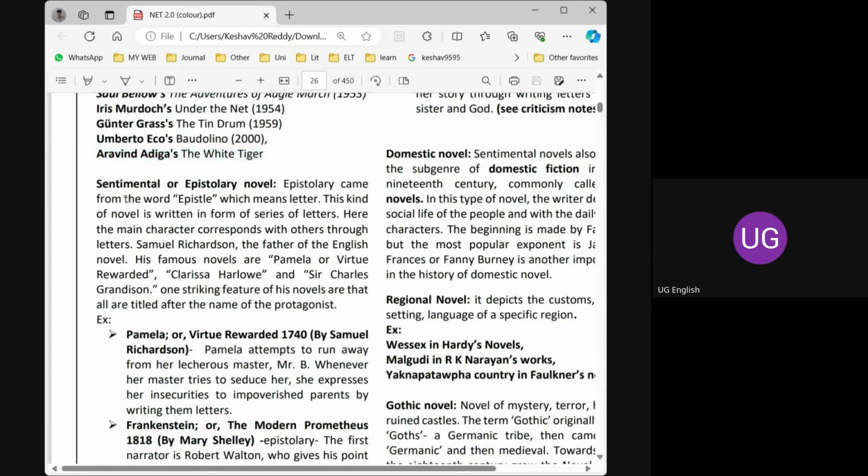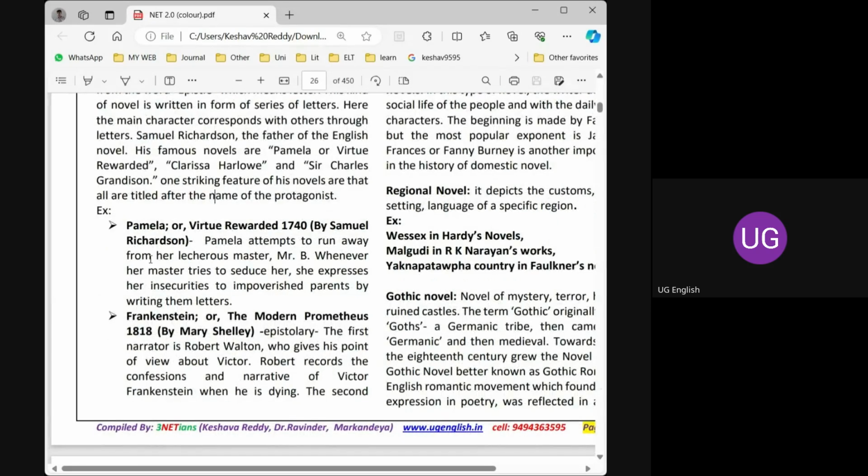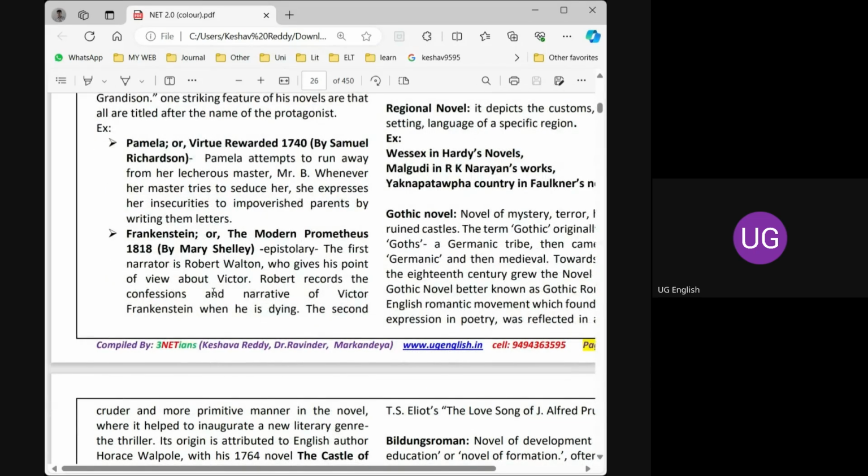And a sentimental novel is also called an epistolary novel. Generally, the word epistolary is important. You have to remember the word epistolary. Epistle means letter. Epistle means letter. The first important novel of this kind is Pamela. Pamela Andrews, and the name of the master is Mr. B, who seduced her, and finally she is rewarded.